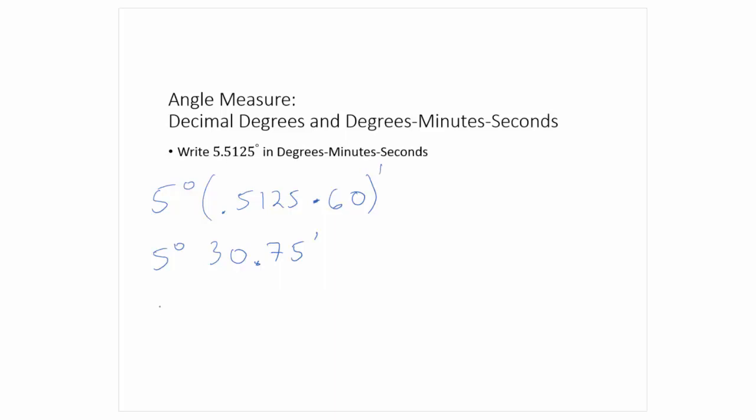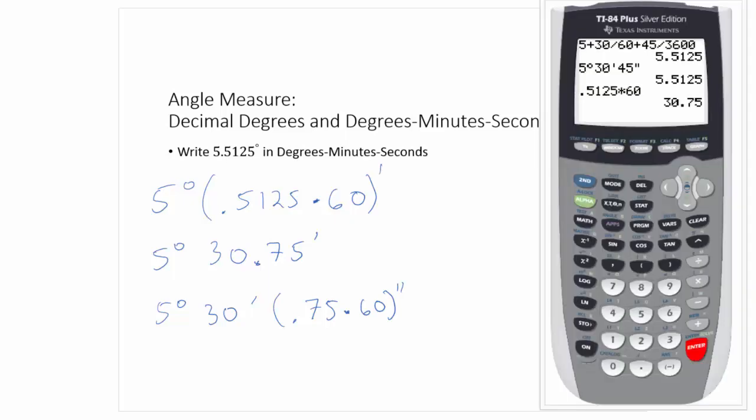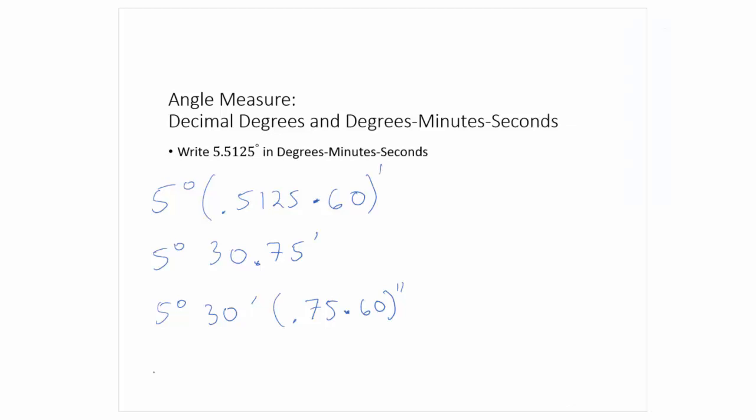I'll take that 5 degrees, 30 minutes, and then I'll take that 0.75 and multiply it again by 60 to determine the number of seconds. So I'll take that 0.75, multiply it by 60, 45 seconds. 5 degrees, 30 minutes, 45 seconds.